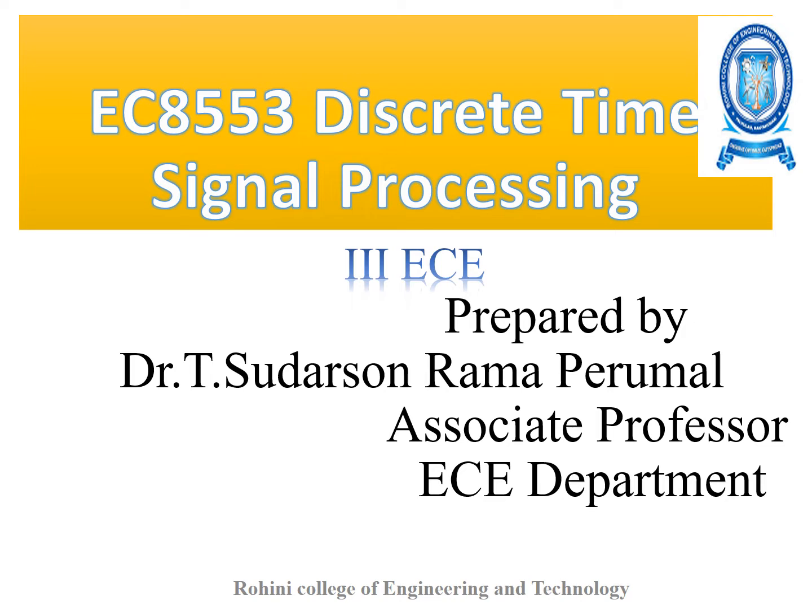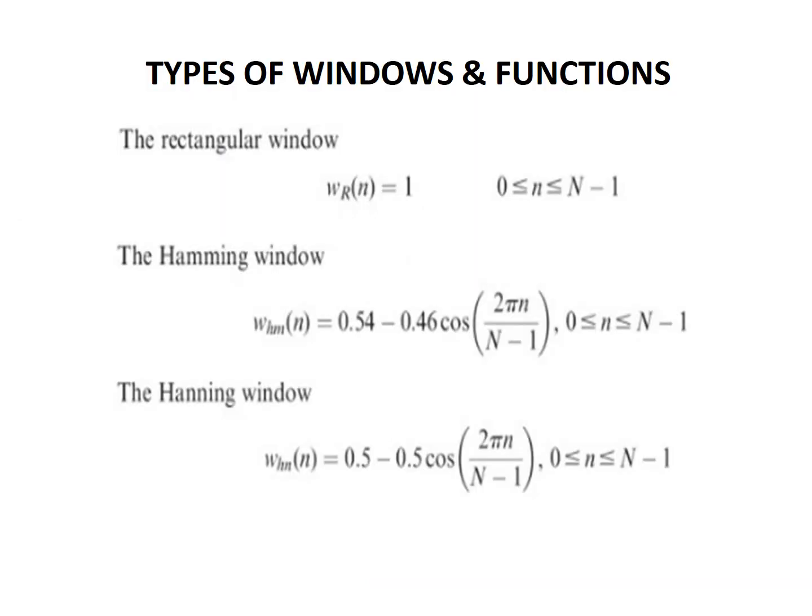Today we are going to see about the window stacking method in the FIR filter. So first we go to see the types of window methods. Here we have two different window methods. First one is the rectangular window, which will be represented by WR of n. The value for WR of n is equal to 1.